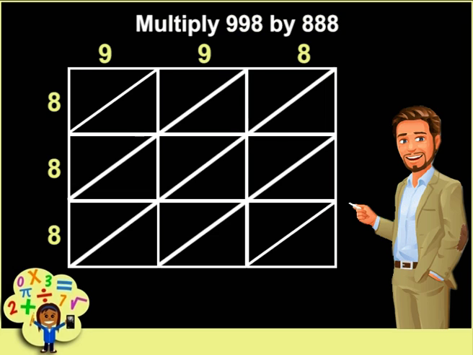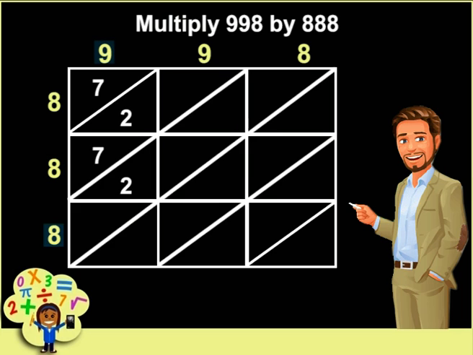Let us now do the multiplication using the diagonal method. First of all, we will multiply 9 by 8. As you know, 9 times 8 is 72. We will write 72 in the first small square, 7 at the top and 2 at the bottom part of the diagonal as shown to you. In the next step, we will multiply 9 by 8 again. We know that 9 times 8 is 72. We will write 7 of 72 here and 2 of 72 here.